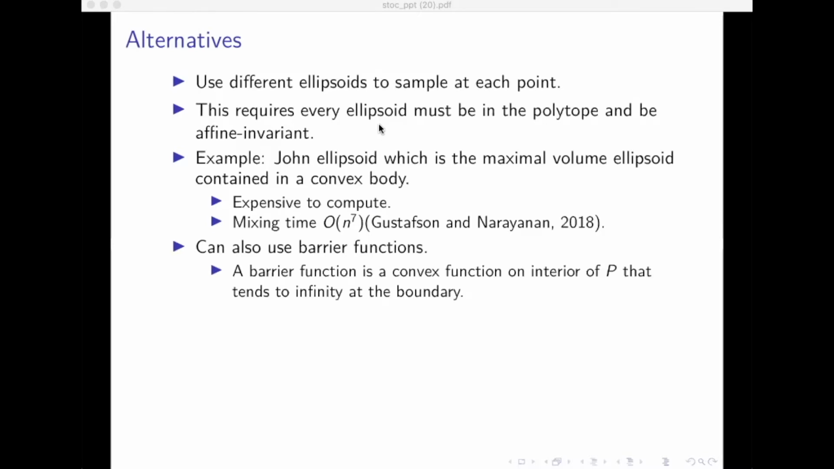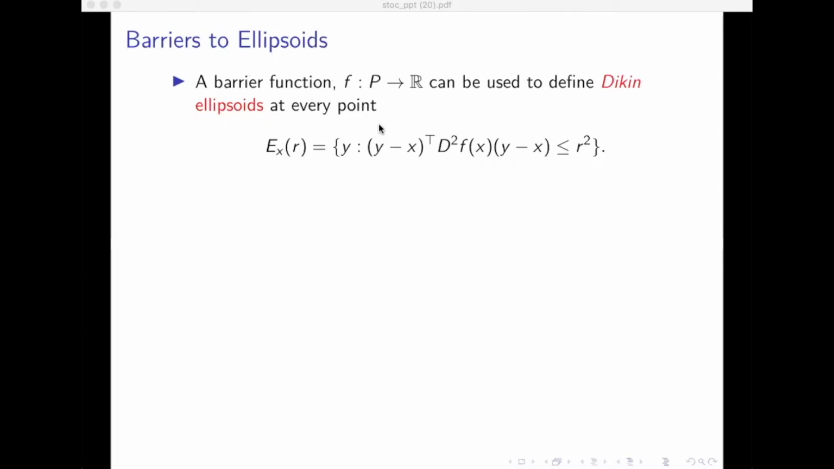A barrier function is a convex function on the interior of a polytope that tends to infinity towards the boundary of the polytope. A barrier function f can be used to define Dikin ellipsoids. For a point x in the polytope, E_x(r) is the ellipsoid centered at x with matrix Hessian of f at x and having radius r. These ellipsoids are contained in P and are affine invariant depending on the properties of the function f.